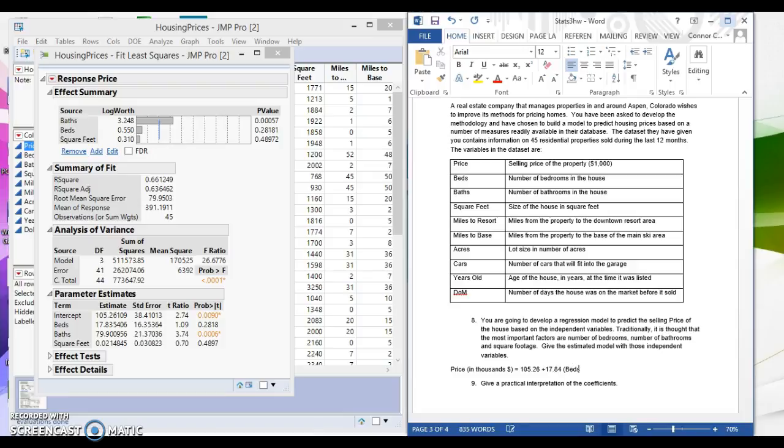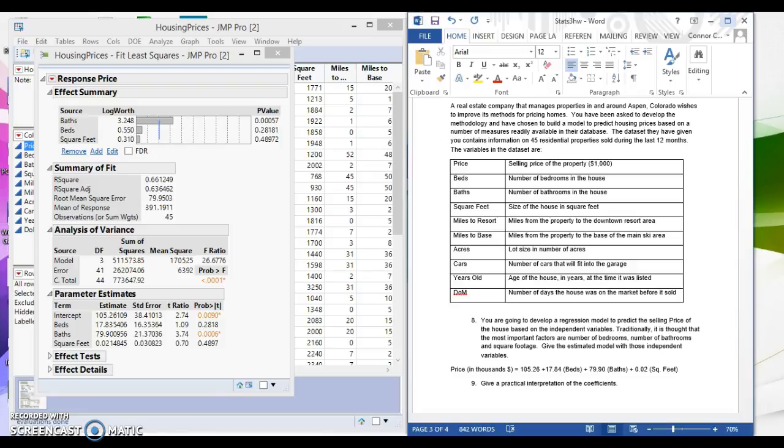times the number of beds plus 79.90 times the number of baths plus 0.02 however many square feet the house is. Okay, so that's pretty much number 8.